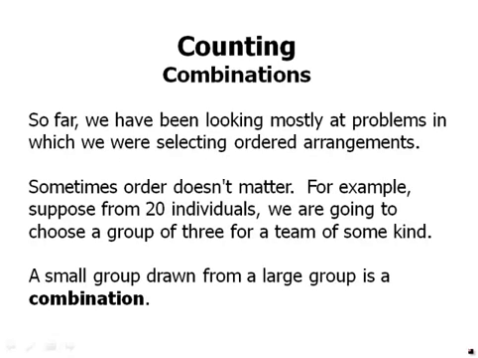A small group drawn from a large group is a combination. And in combinations we don't care about the order of selection. All we care about is the final arrangement that we get.